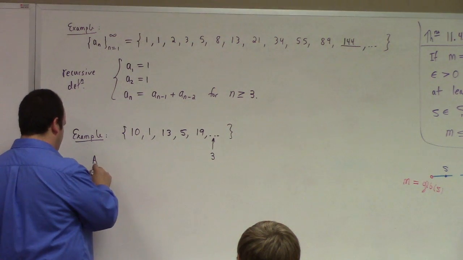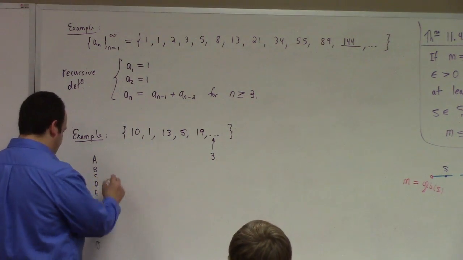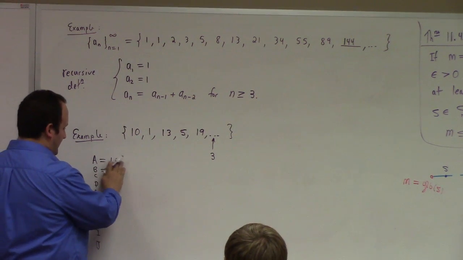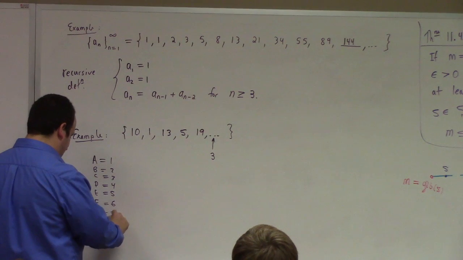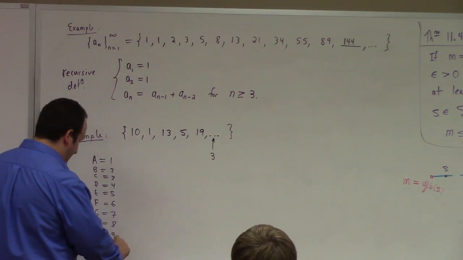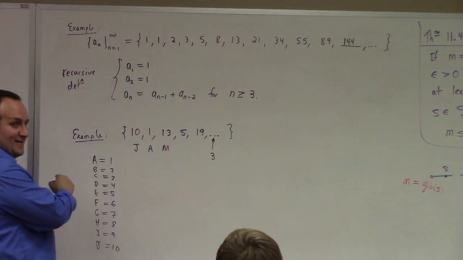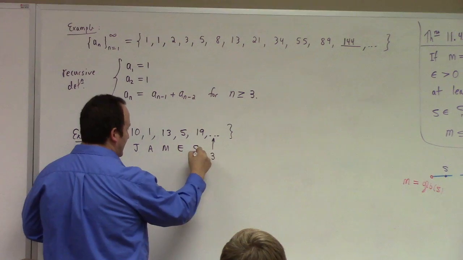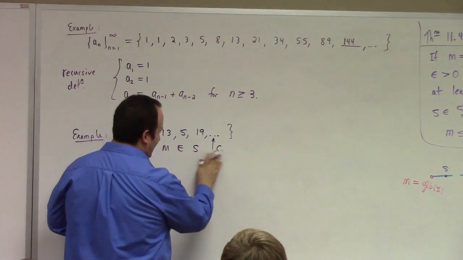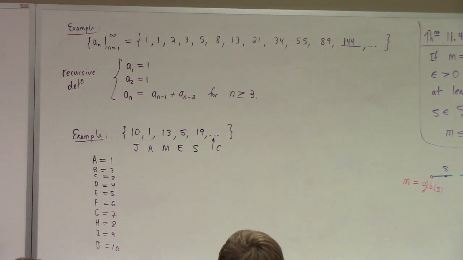So you have A, B, C, D, E, F, G, H, I, J. So you got 10, 1, and counting 1 through 10, this is J, this is A, that's M. I had to work that out over here. That's E. I happen to remember T is 20, so S is 19. So obviously the next is C. I was doing James Cook. There are any number of stupider sequences you can define, like this one.